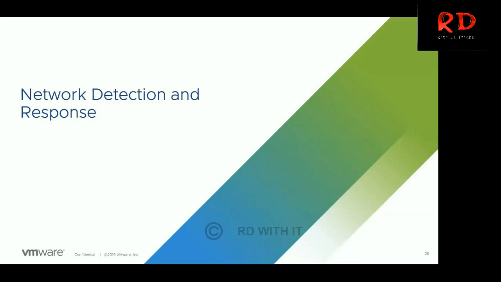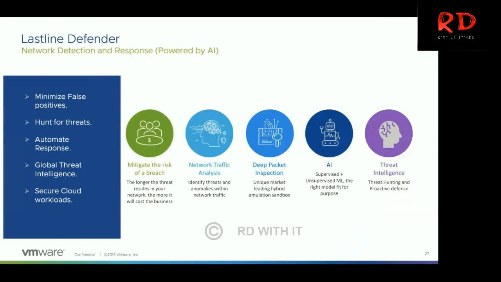So Lastline, which is absolutely the next generation, the latest technology of network detection and response, is actually part of VMware now and is being integrated with NSX. So this addresses that question that's being asked, and it's addressing all the points of that question, right? We actually have advanced researchers looking into all of these types of threats.